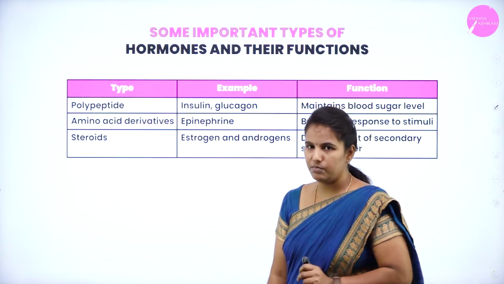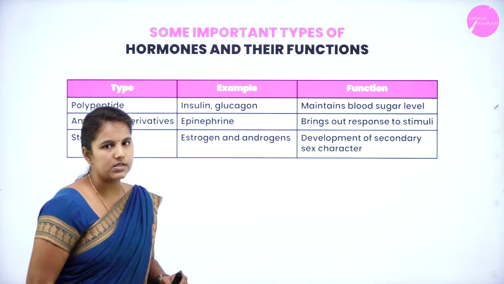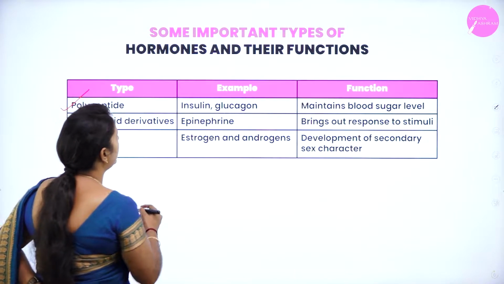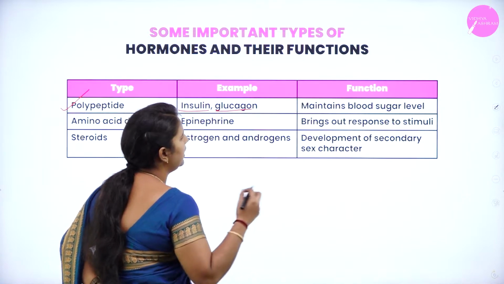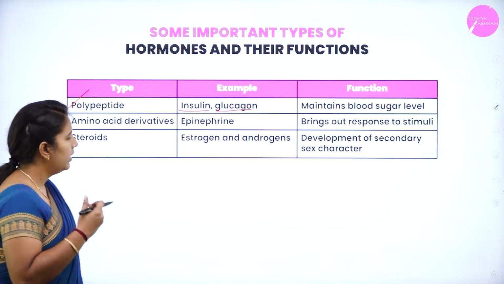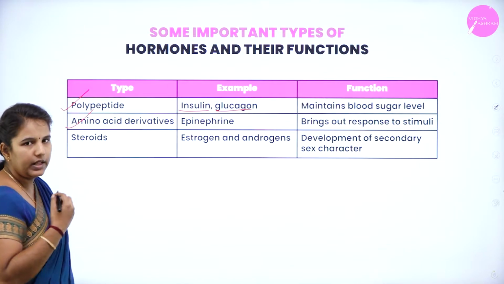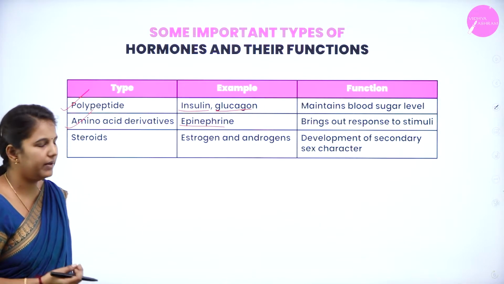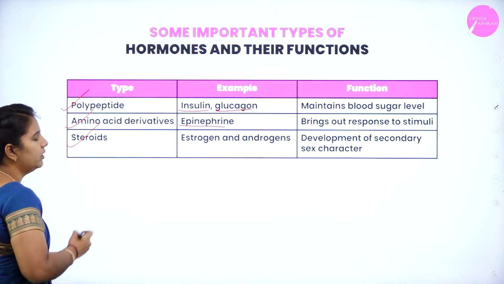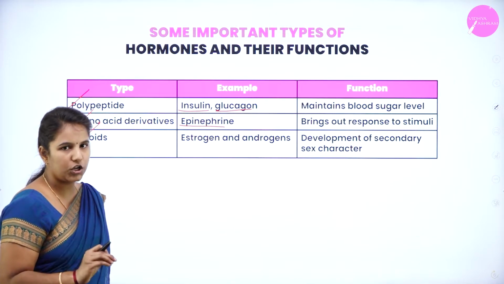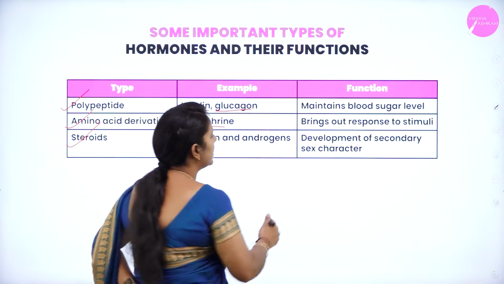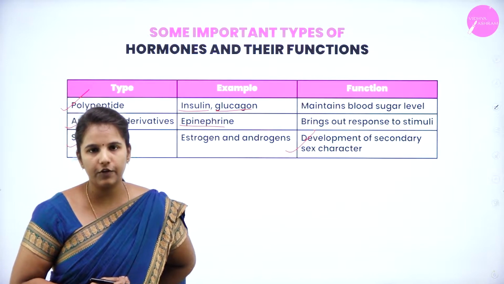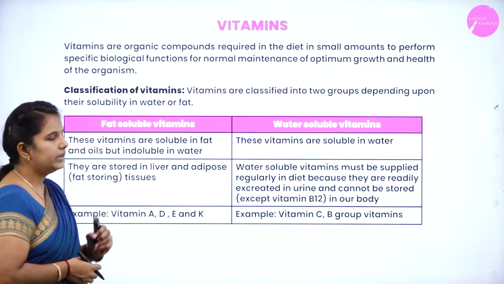Next, we'll see some of the important hormones which come under your syllabus. That is polypeptide, that is peptide bonded hormones. The best examples are insulin and glucagon, as I have explained. They maintain the blood sugar level. When it comes to the amino acid derivatives, the best example is epinephrine, and it brings about the response to the stimuli. When it comes to the steroids, we know that there are male and female sex hormones, that is estrogen and androgen, which develop secondary sexual characteristics in the female as well as in the male. Okay. Next, we'll move on to the next topic, that is vitamins.